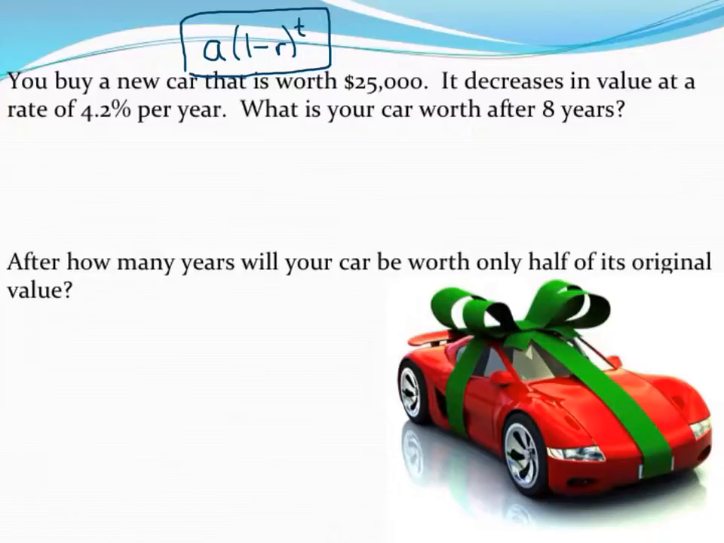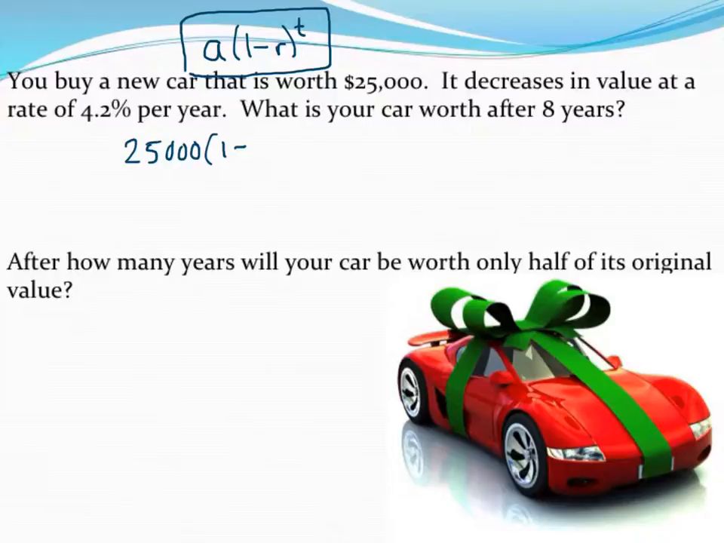So let's take a look at how this will work with buying a new car. So our initial value of the car is $25,000. So I'll plug that in right here. That 1 is in parentheses. It's always there to represent us starting out at 100%. And then I'm losing value this time, so I'm going to subtract my rate.